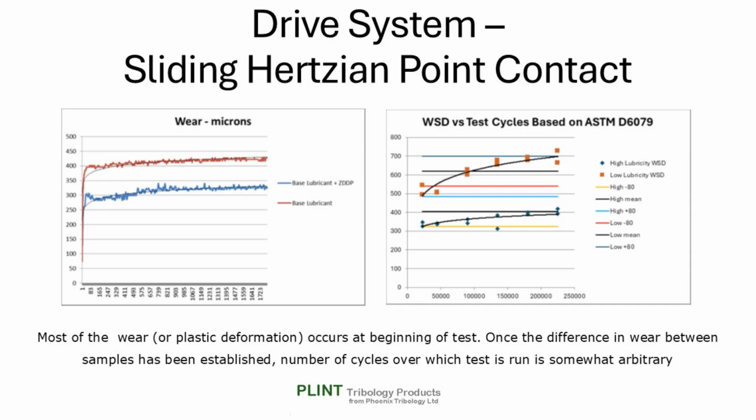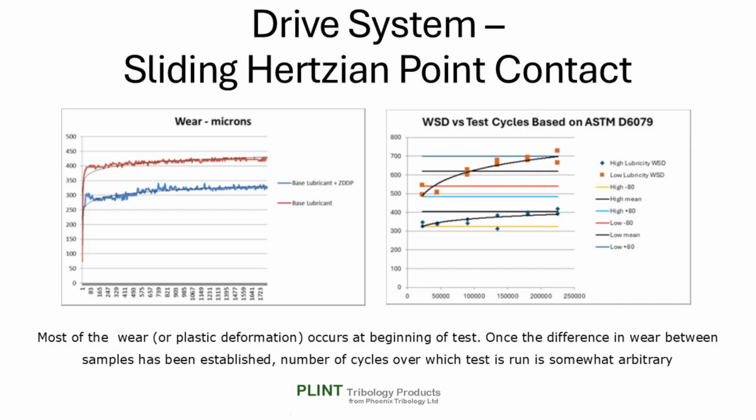It's perhaps worth noting that in a sliding Hertzian point contact test, most of the wear, or plastic deformation, occurs at the very beginning of the test. Once the difference in wear between candidate samples has been established, the number of cycles over which the test is run is somewhat arbitrary.